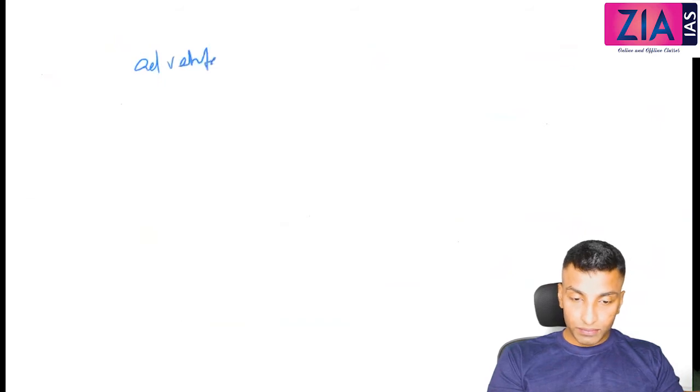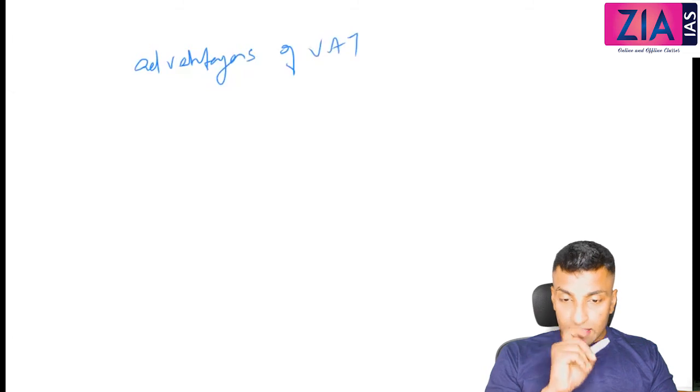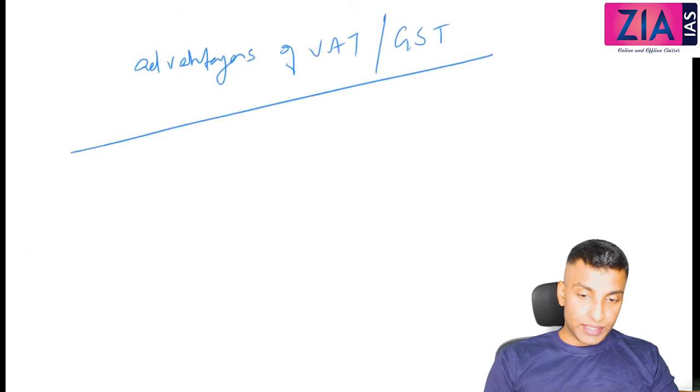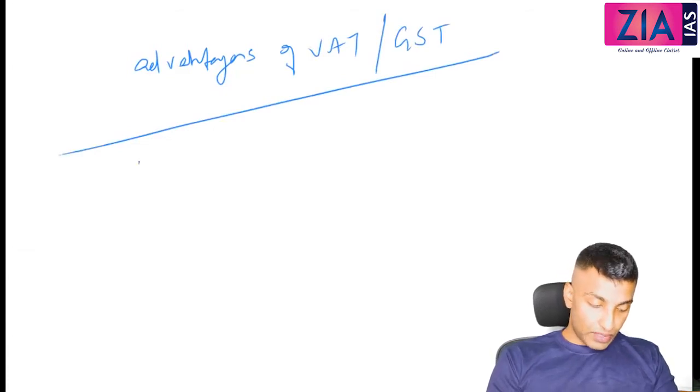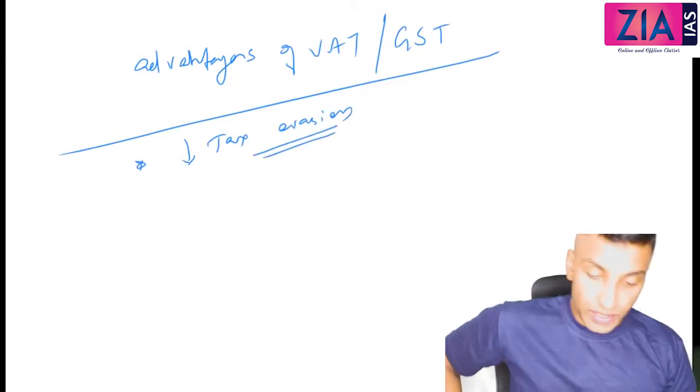Now just write the advantages of VAT. Actually, this is the same advantage you have to write in case of GST also, because GST is based on the concept of VAT. So the advantages: first one you can write, it reduces tax evasion.